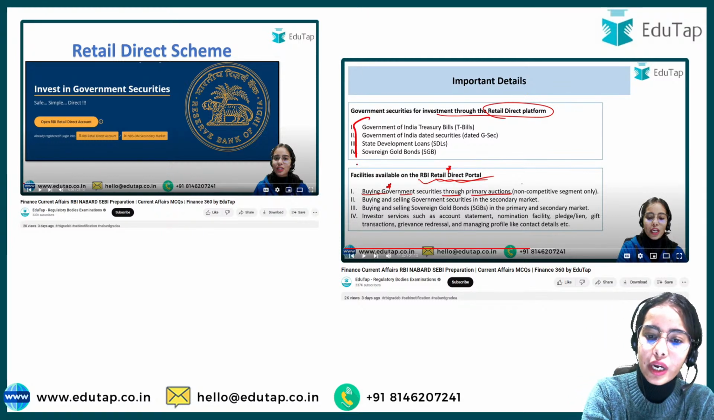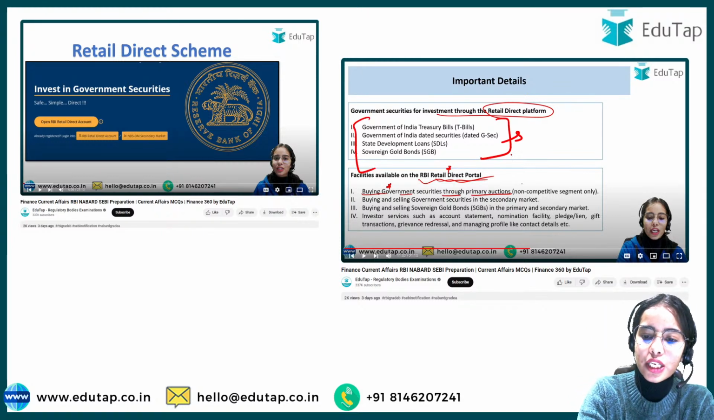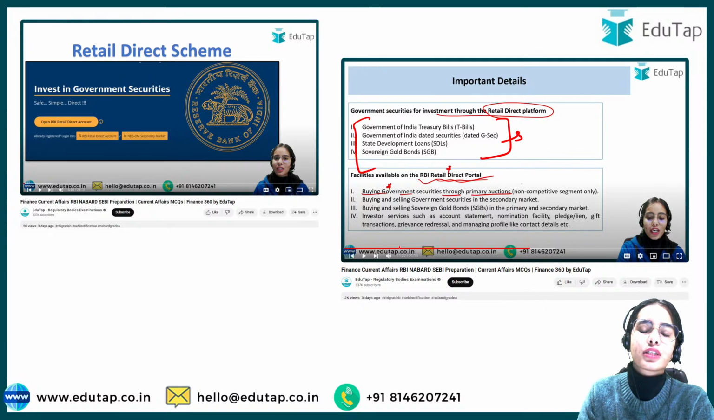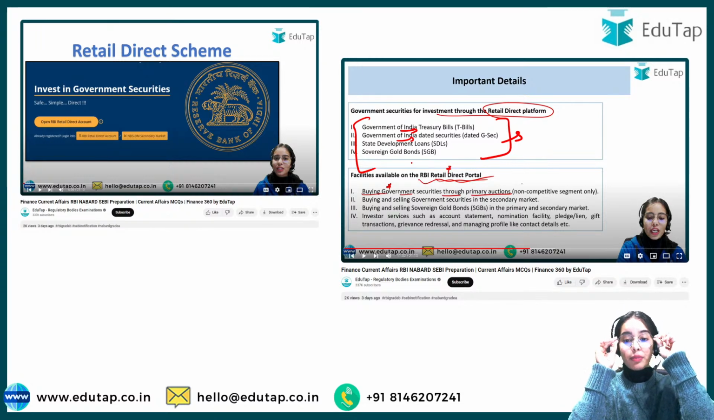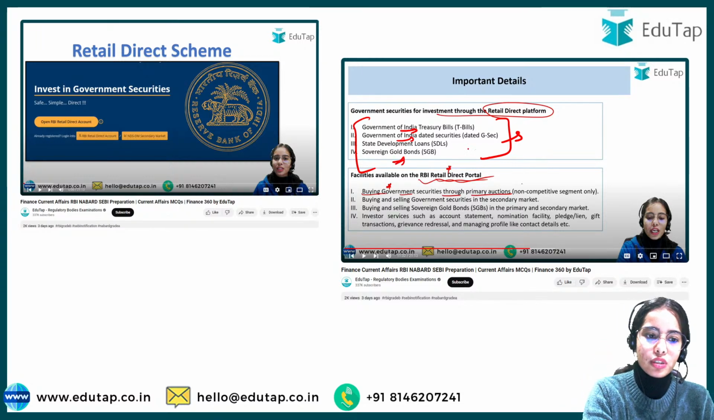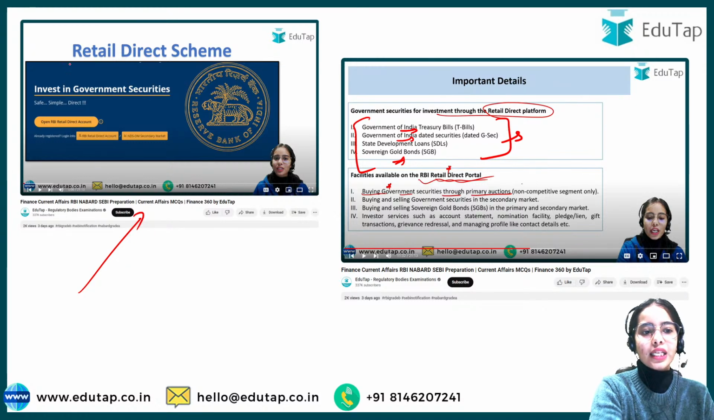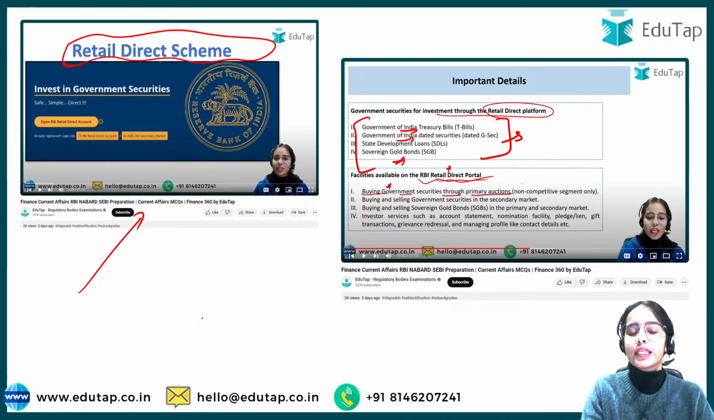In all of these government securities, the retail investors are able to invest: government treasury bills, government of India dated securities, state development loans, and the sovereign gold bonds. So if you have any confusion regarding the retail direct scheme, you can go and see this session. This is the previous session only that you can follow.